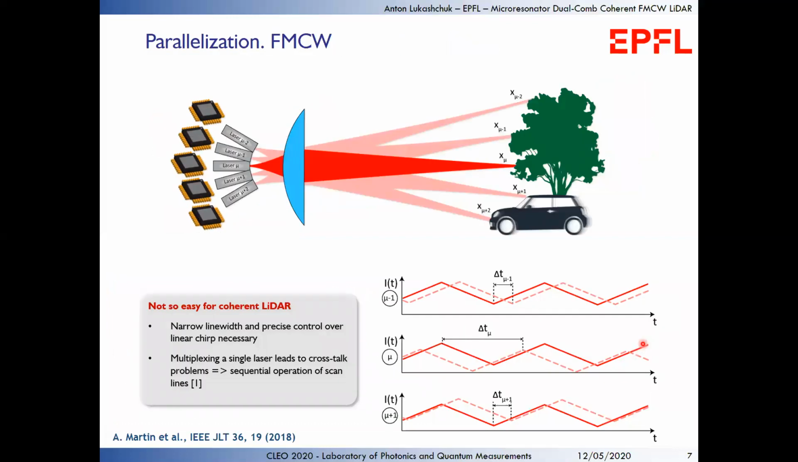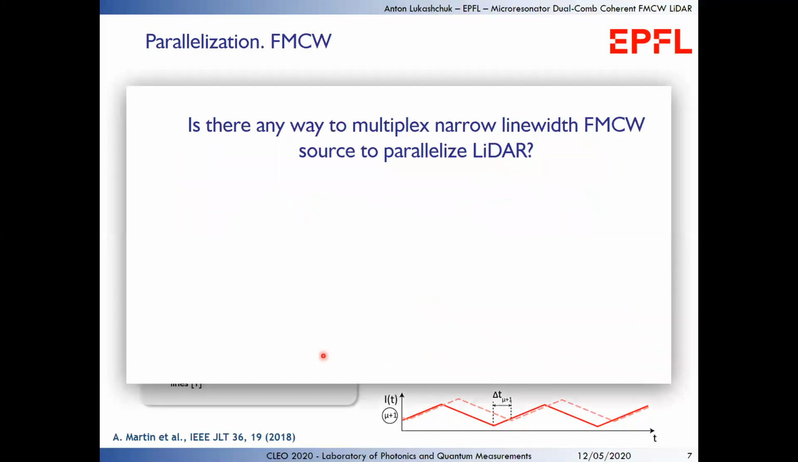So if we want to improve our FMCW LiDAR, we want to parallelize it, then we need again to introduce multiple sources. And the problem here is that it's already not that easy to obtain a narrow line laser which has a really good chirp control. And if we somehow try to multiplex an already existing source, then that wouldn't work, because we would again suffer from the crosstalk, as they would operate at the same frequency, and that would be a problem. It appears not to be easy.